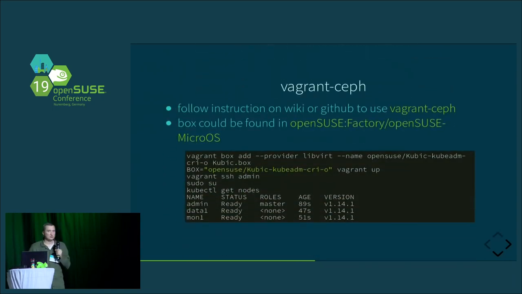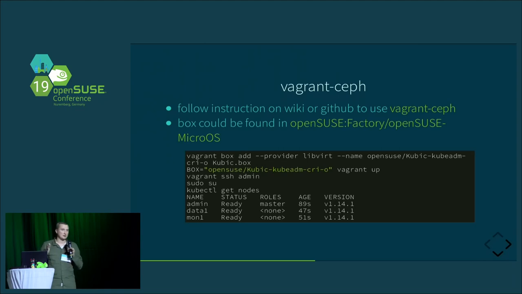How it works: you need to have a box, and luckily enough, openSUSE Factory has this box for MicroOS. They build it as a Vagrant box. So what you need is to add the box with one command and run vagrant up. That will bring up the cluster. In this case, it's a three-node tiny cluster, and you will have Kubernetes deployed there.